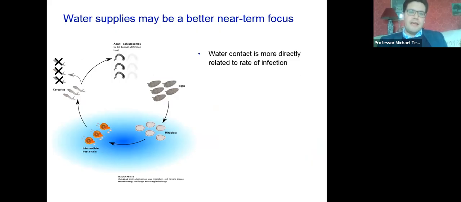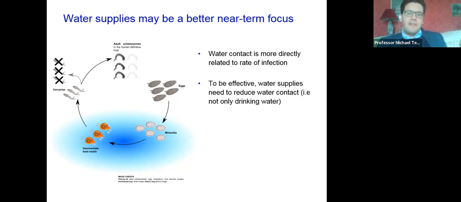And so really, while there's a bit of a complex link between sanitation and infection, it's probably more logical, or easier to show, that water contact is more directly related to the rate of infection. And as I said, to be effective, you need to think about providing safe water to people, not just for drinking water, which tends to be what a lot of NGOs focus on, giving people taps for drinking water, but also thinking about all of the other reasons that people have water contact and how you can try to accommodate that. So for example, doing laundry or bathing.